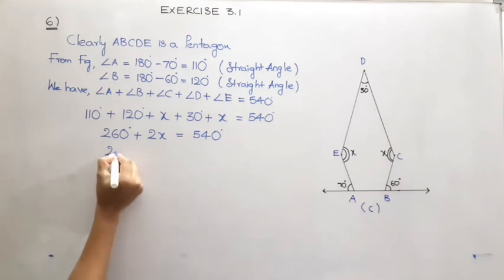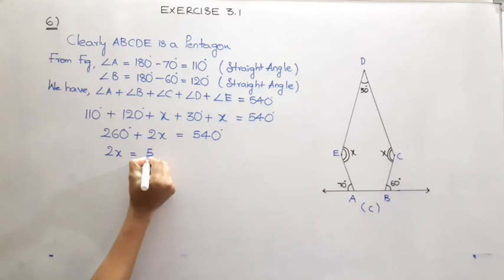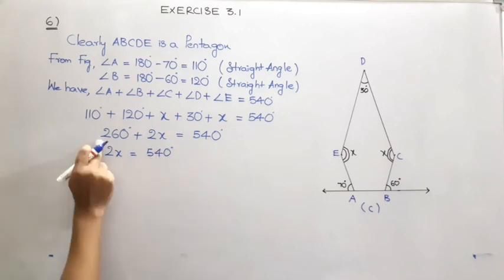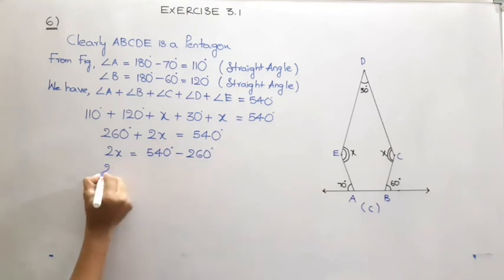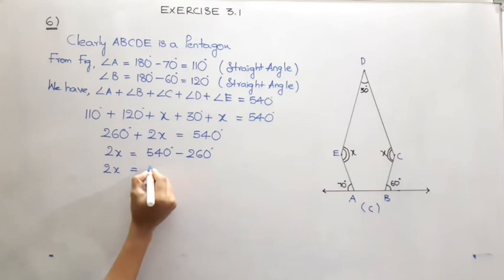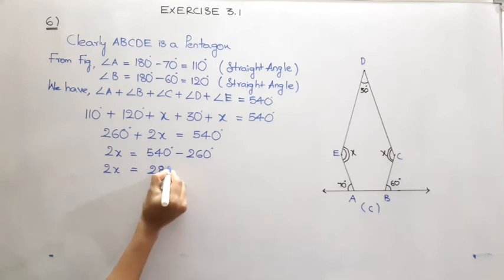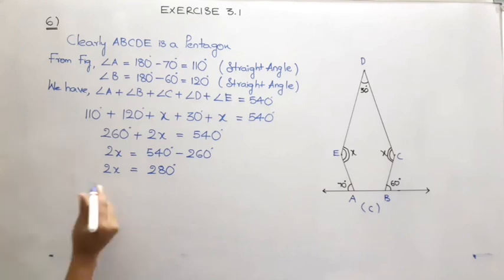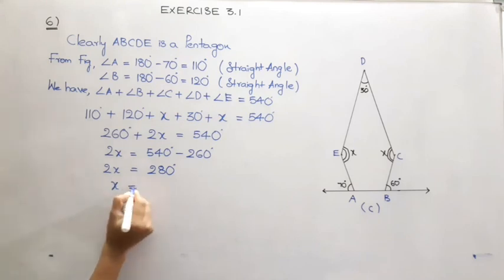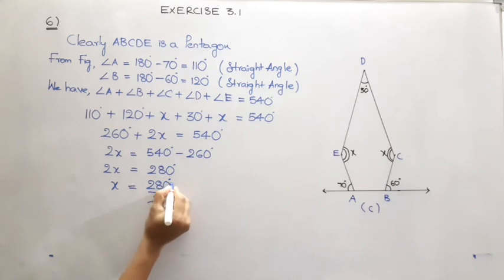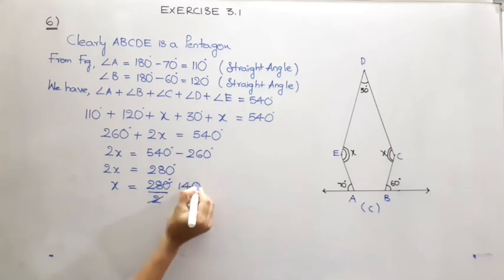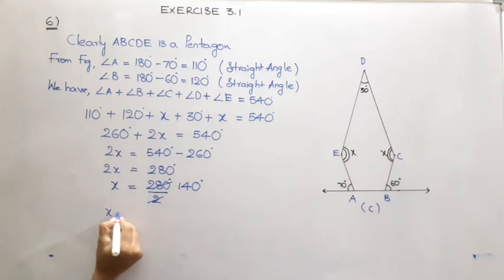We want only the value of x, hence we transpose the 260 degrees to the other side where we have 540 degrees. So 2x is equal to 280 degrees. We just want the value of x. By transposing the 2, which is in multiplication, to the other side, it goes to the denominator under division. So it is equal to 140 degrees. We have the value of x as 140 degrees.